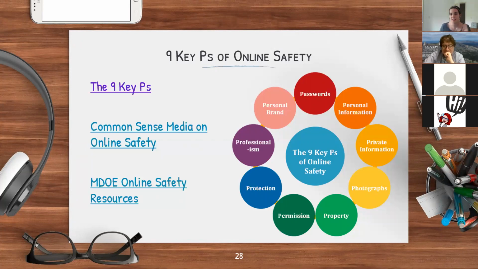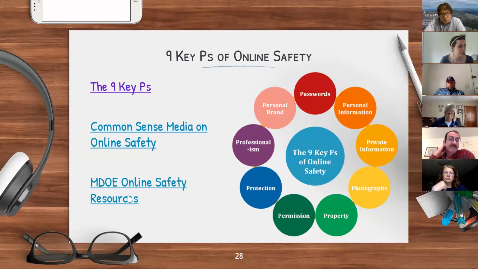So those are the 9 things to keep in mind when you're talking about online safety. You will notice that there is a theme of 9 in this presentation. This is the first one. So the 9 key Ps are, I feel, a great conversation starter, because students pick up on this pretty easily. So just talk to your students about the 9 key Ps and think about how those might translate into what you're doing and what they're doing, both in the classroom and in their daily lives.